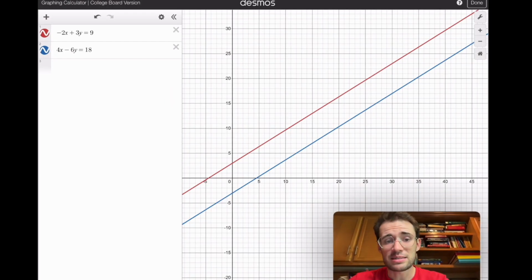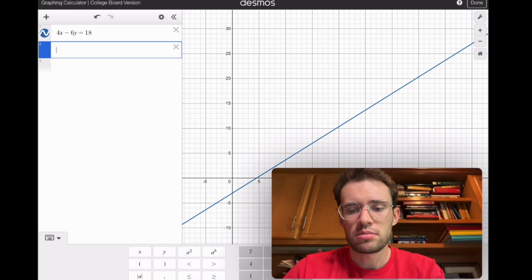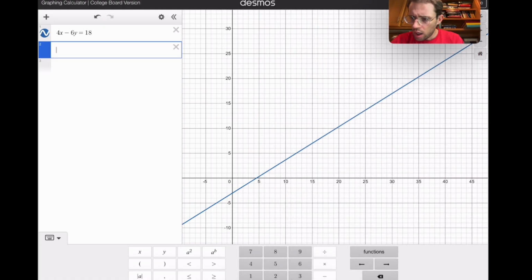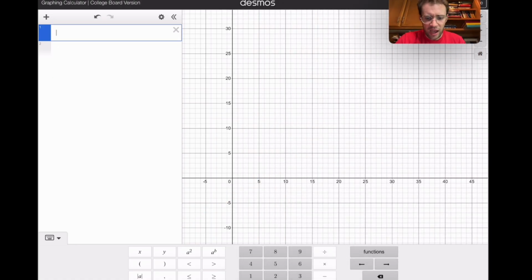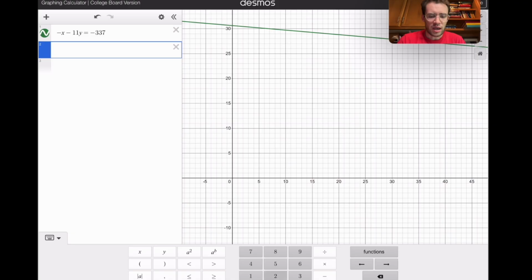Now, if I go back to Desmos, I can type those in. So let's shrink down a little bit. We had negative x minus, again, it was wy, so we're making it 11y because we found w to be 11. And that should be equal to negative 337. And then for the second equation, we have 2x, and again, it was minus wy, so I'm going to make it minus 11y. So 11 is our value of w, and that should be equal to positive 47.